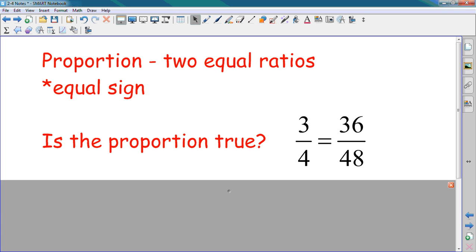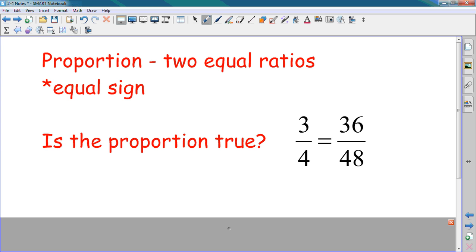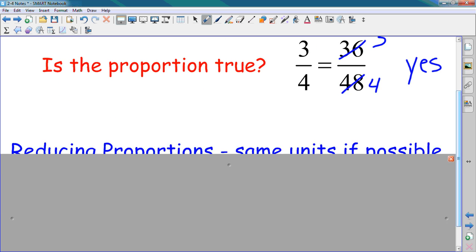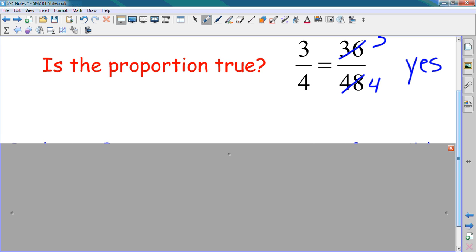Is the following proportion true? 2 ratios that are set equal to each other. How do we know? Is 3/4 equal to 36/48? Well, in order to find out, go ahead and reduce your fraction. See if either of them can reduce. Reduce them both to the lowest terms. Or, we have another way to find out, but we're going to go ahead and reduce. 36/48 divided by 12 is 3, divided by 12 is 4. 3/4. Is 3/4 equal to 3/4? Yes.